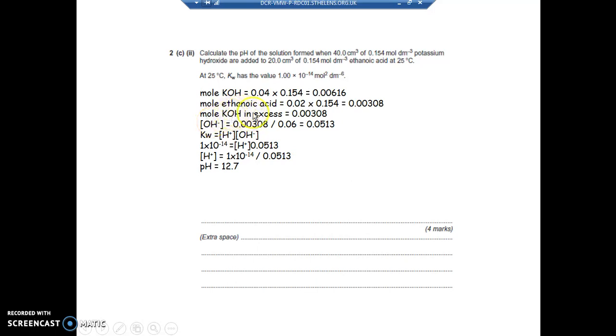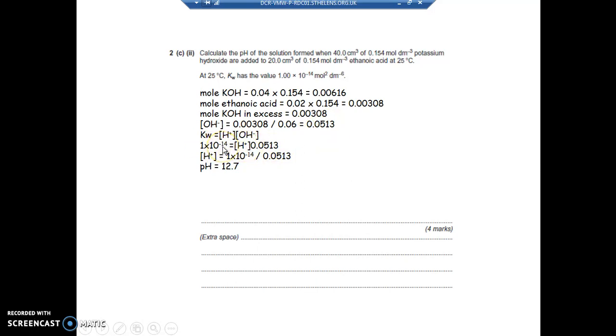So if the base, the hydroxide, potassium hydroxide or sodium hydroxide, is in excess, then you work out the concentration of OH minus ions. You use Kw then, because we're going to try and find out H plus. So if OH minus is in excess, we need Kw. You've been given a Kw here. So Kw is 1 times 10 to the minus 14. You've got OH minus ions, 0.0513, and H plus is here.